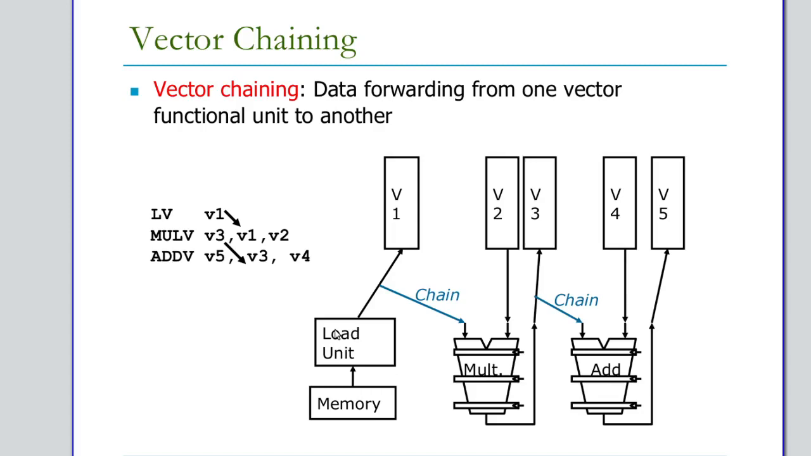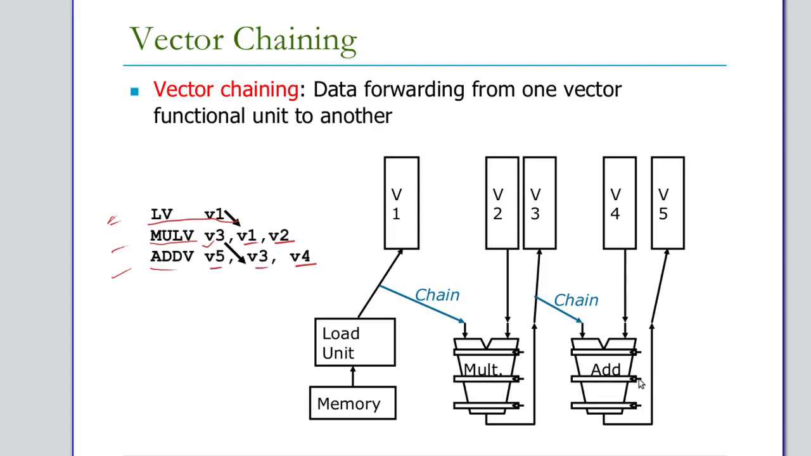This is a simple example of chaining, which is something called data forwarding. Suppose we have three instructions. One is load the vector v1. The second is multiply the vectors v1 and v2 and store in v3. And the fourth is addition of v3 and v4 and store in v5.